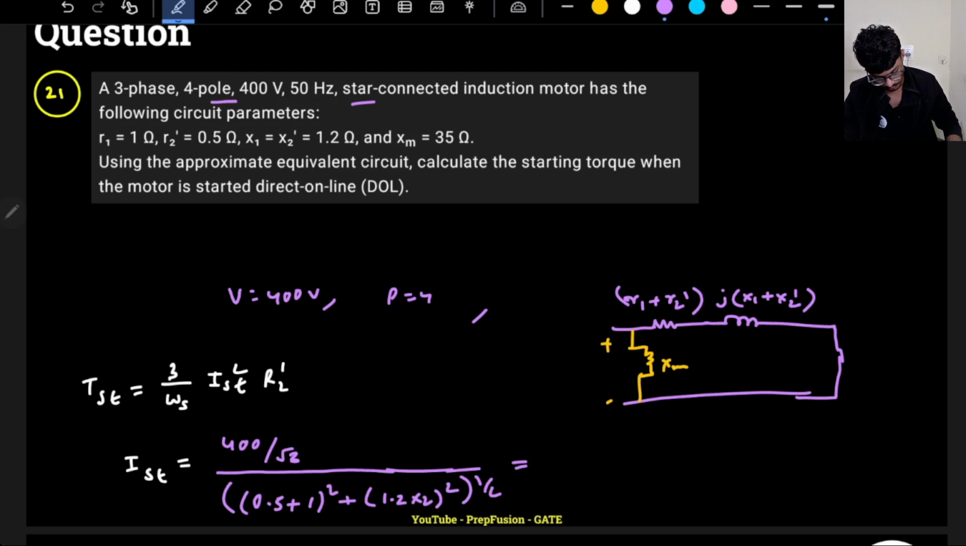So if I calculate this value, 1.5 whole square plus 1.2 whole square whole under root, this is 1.92 into root 3. So this actually comes out to be 3.327 into 400. Root 3 is already included. So 120 amperes around. So the current comes out to be 120 amperes.